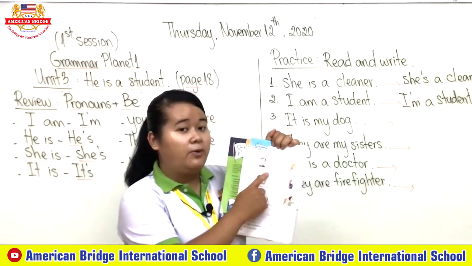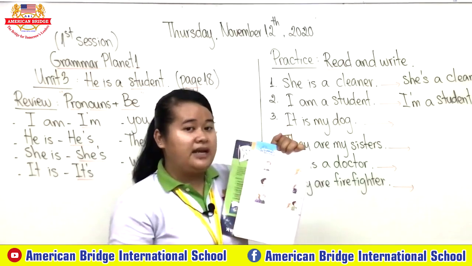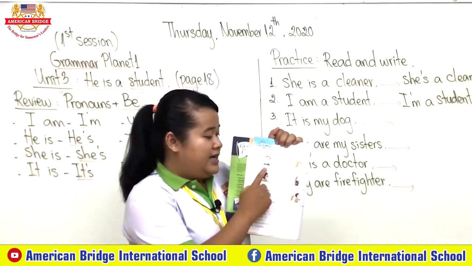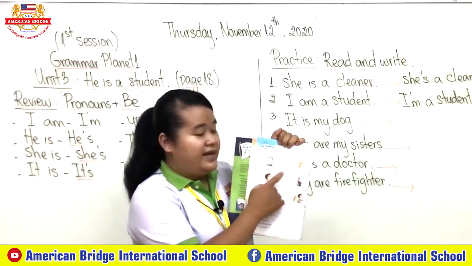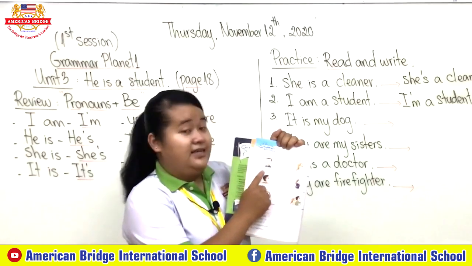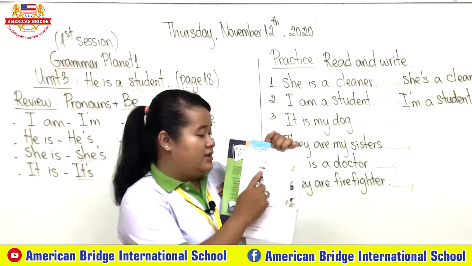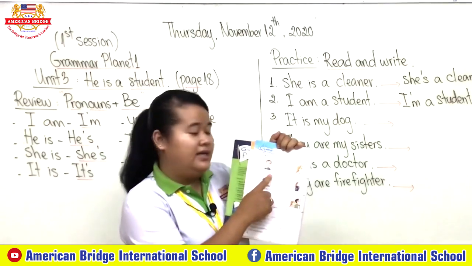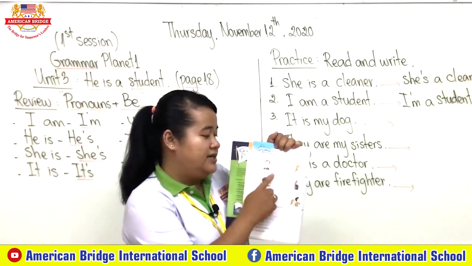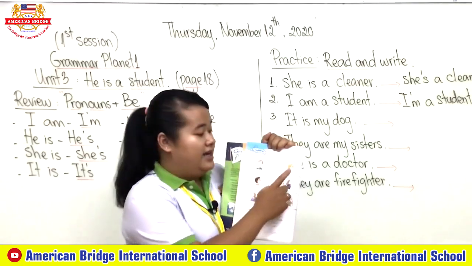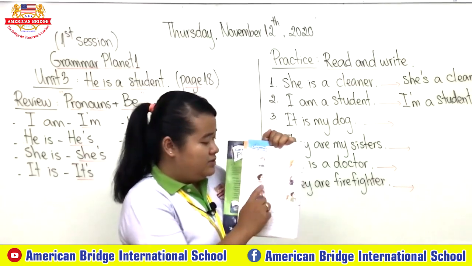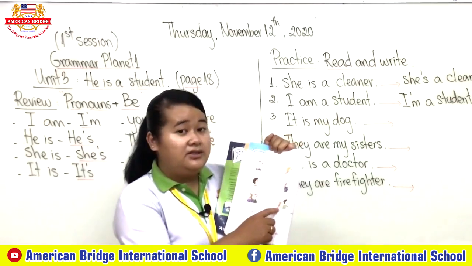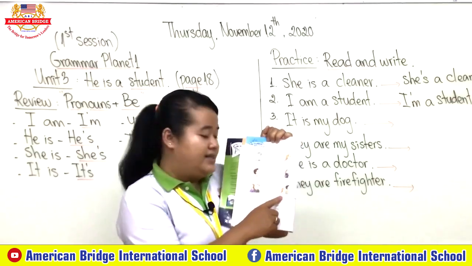Subject plus be. What is the subject that we need to use with be? Example number 1: He is my dad. As you know already, he is the subject, right? So when you use he, the be we need to use is. Very good, so he is my dad. And picture number 2, number 3, number 4, number 5, and number 6, you need to find the correct answer.